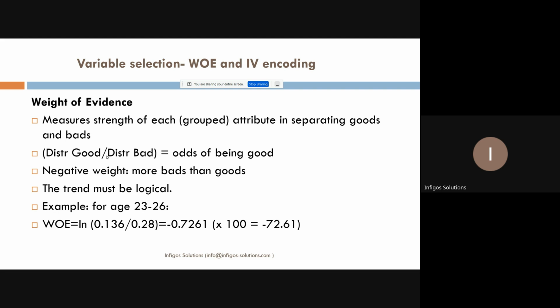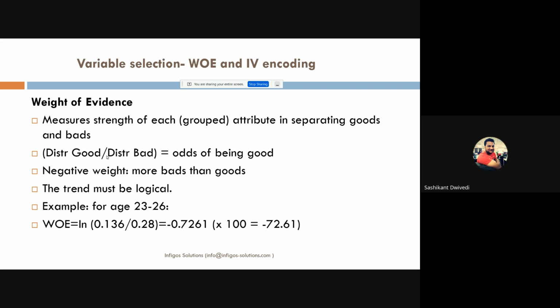If the trend is intuitive, which means monotonic, and it's in line with the business, then you decide to go with that particular variable. If you find that the variable is not monotonic, then you drop that variable. It doesn't matter how good it is, unless you can group something in the attribute and make it monotonic.